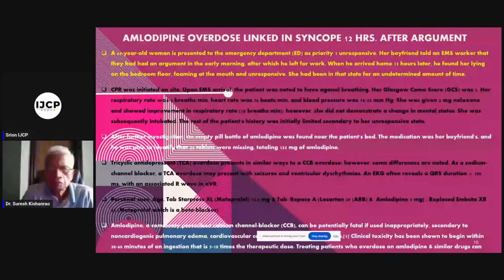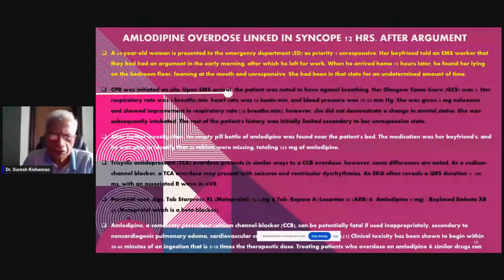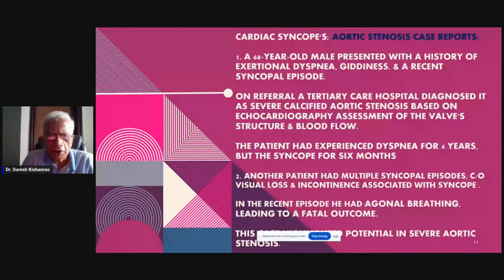A male with a history of exertional dyspnea, giddiness, and a recent syncopal episode. Again, this case was referred based on a scan. Severe calcified aortic stenosis was recognized in the wall structure and the blood flow. The patient had experienced dyspnea for the last 4 years, but the syncope was there only for the last 6 months.